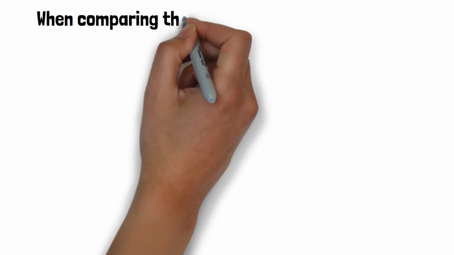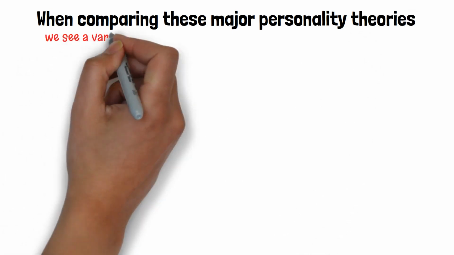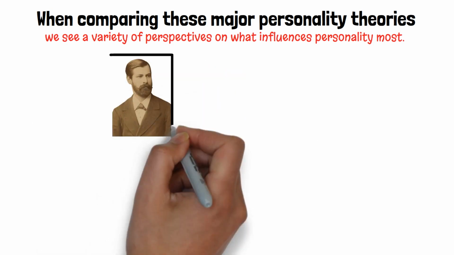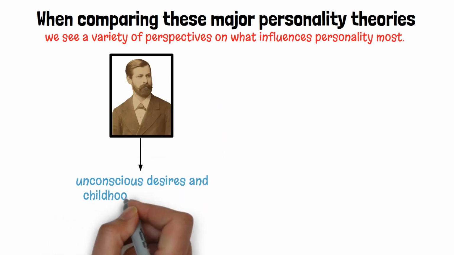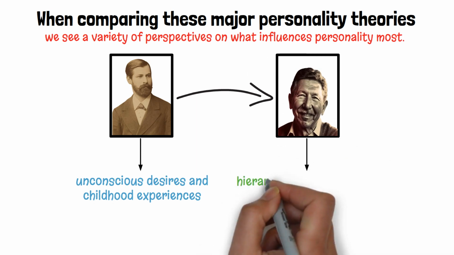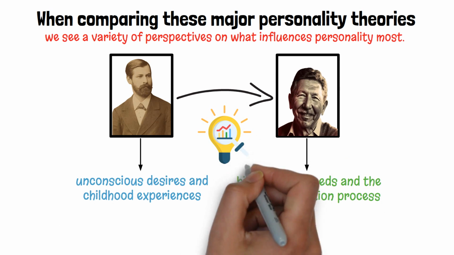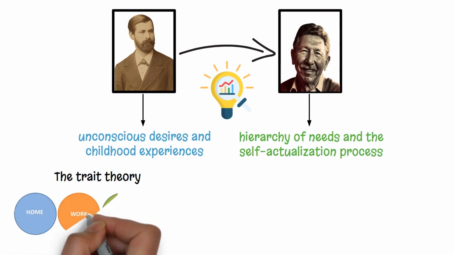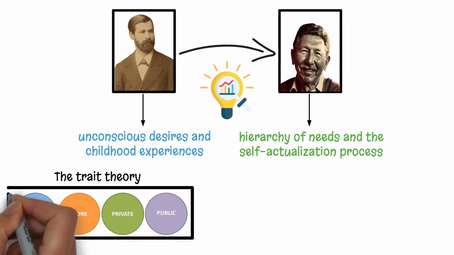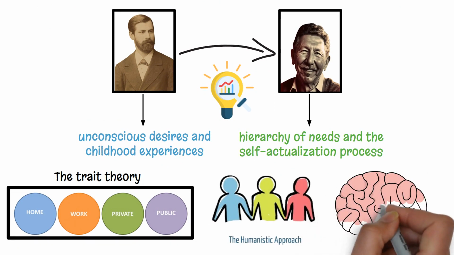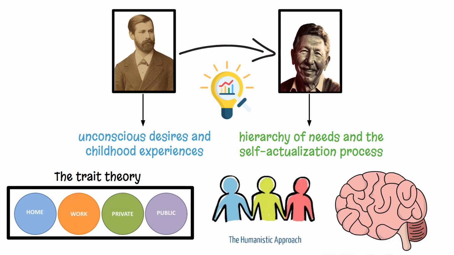When comparing these major personality theories, we see a variety of perspectives on what influences personality most. From Freud's focus on unconscious desires and childhood experiences, to Maslow's hierarchy of needs and the self-actualization process, each theory offers unique insights. The trait theory focuses on measurable and observable personality dimensions, while the humanistic approach emphasizes the subjective experience and growth potential of the individual. The person-situation controversy reminds us of the dynamic interaction between our stable traits and the changing situations.